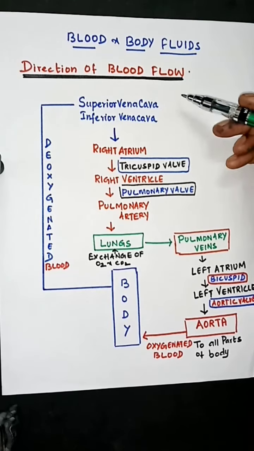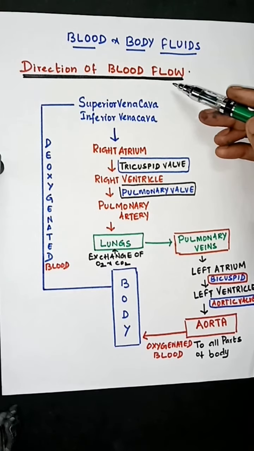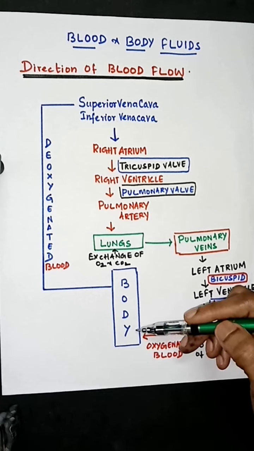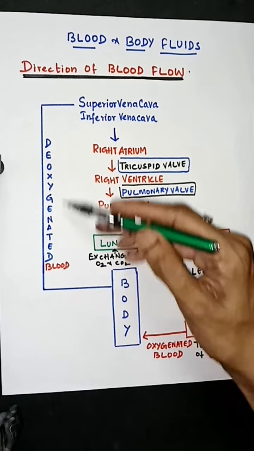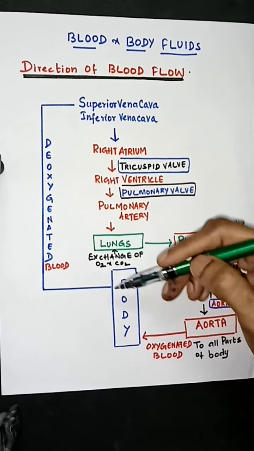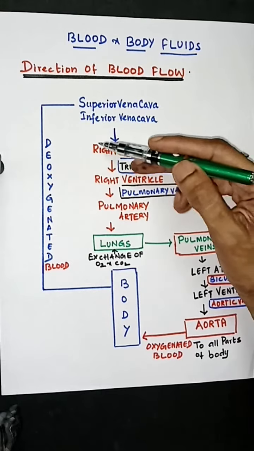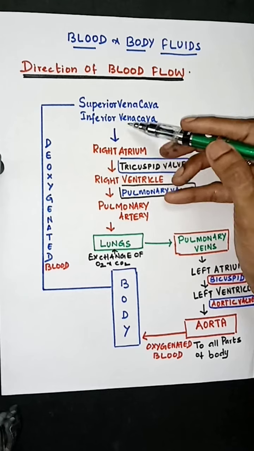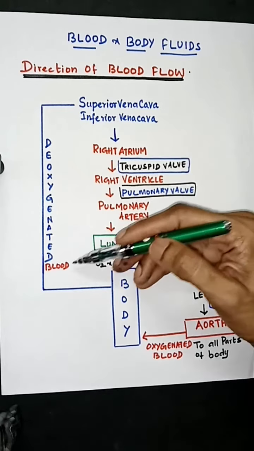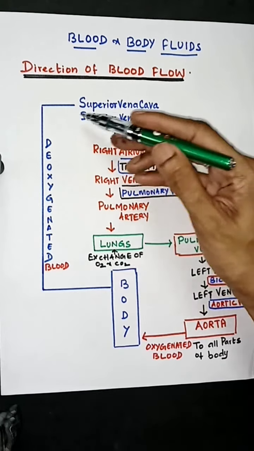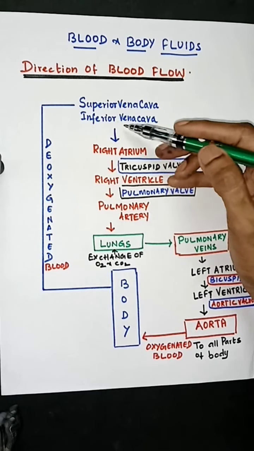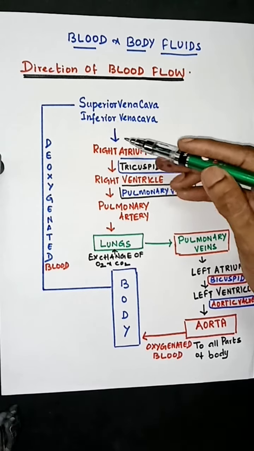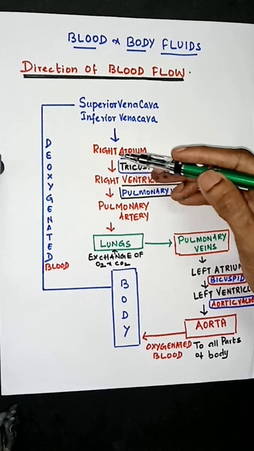In blood and body fluids, a very important question is related to the direction of blood flow. We will start from here. From the body, all the deoxygenated blood, that is, which has to be purified, is collected and enters the right atrium of the heart through the superior vena cava and inferior vena cava. These two are blood vessels which flow into the right atrium of the heart.